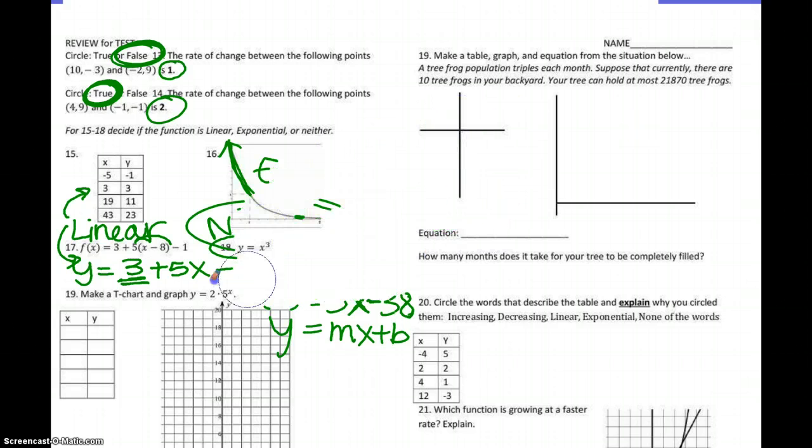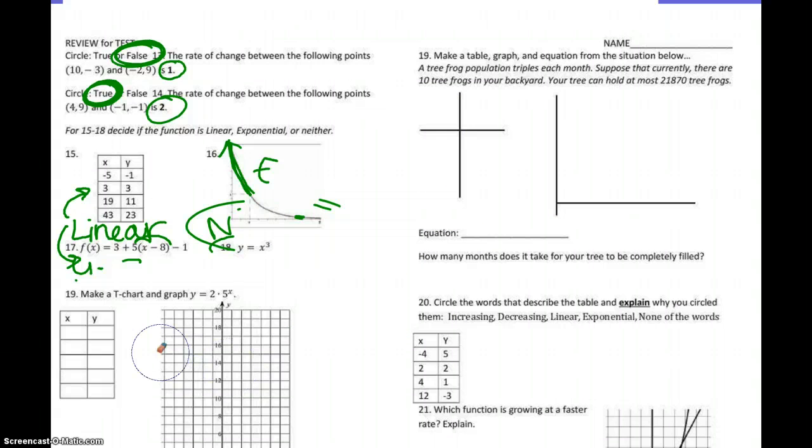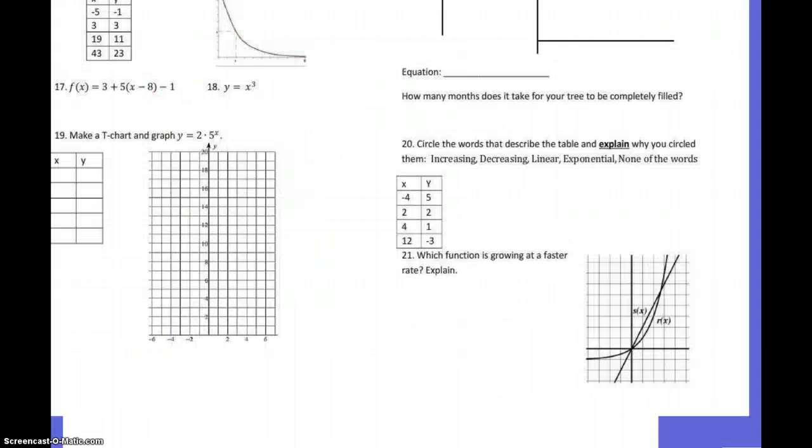Next one, number 19. You want to be able to graph that equation. And so we're going to use -2, -1, 0, 1, 2, just like we did on that paper that we've done with this. So we know that the 0 number is 2. Hopefully you do. And so I can even graph that right away.